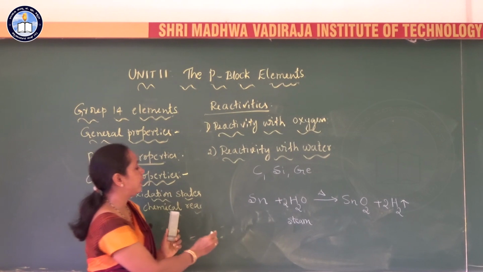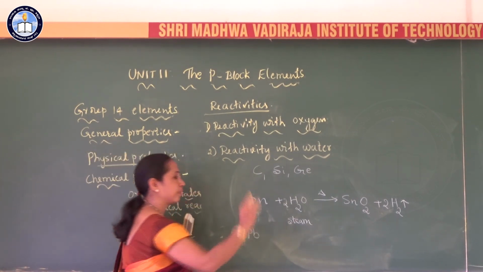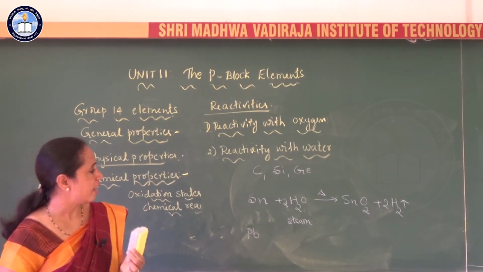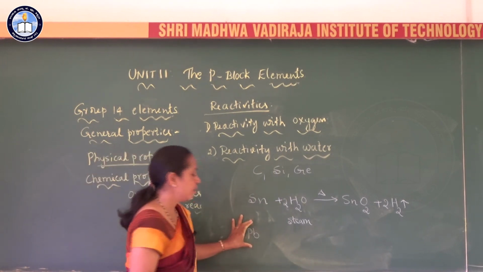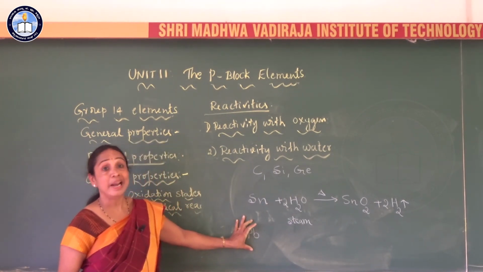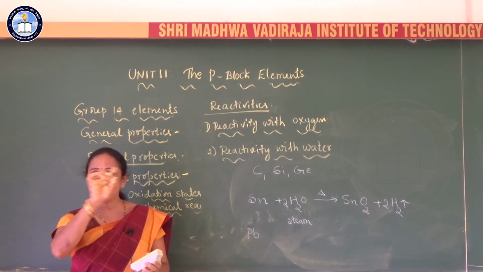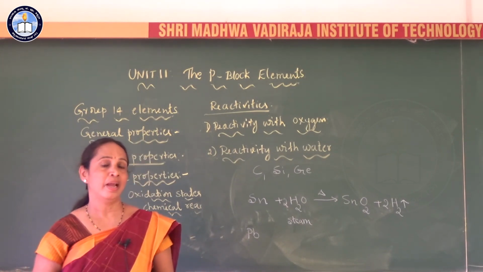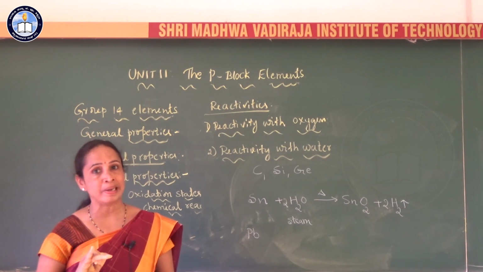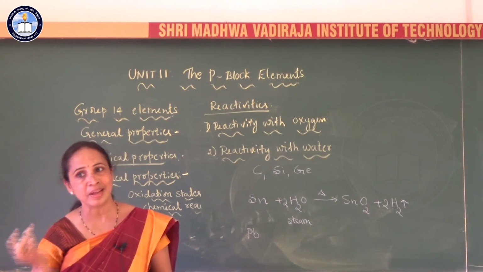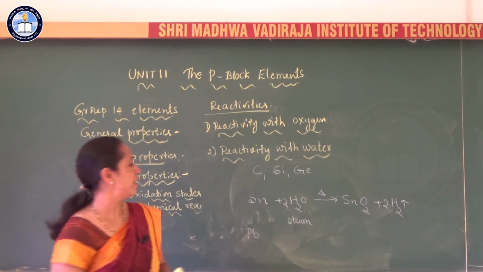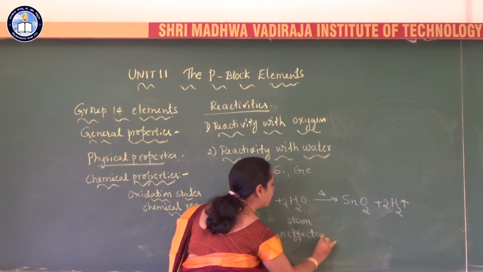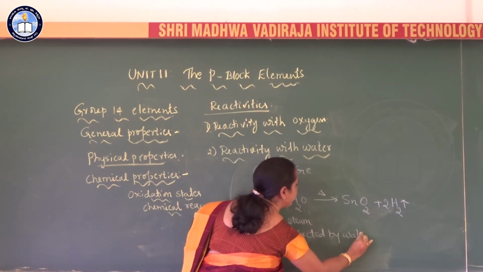And the last element, lead, Pb, is usually said to be unaffected by water. Because lead reacts with water once and lead oxide forms. This lead oxide remains as a layer around the lead metal, and it will prevent further reaction of the metal with water. So lead does not react further with water. That's why lead is said to be unaffected by water.